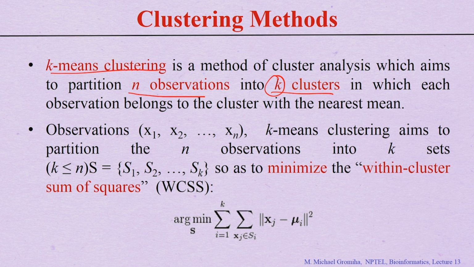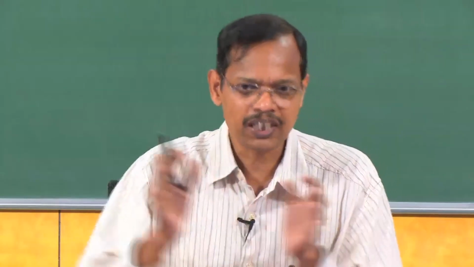For example, if we have n observations like x1, x2 up to xn, k-means clustering tries to put these n observations into k different sets, so that it minimizes the within-cluster sum of squares. Within the clusters, you can see the mean, and for any new sequence, the distance between these two features should be at a minimum. So, you take any cluster, and all the representative sequences within the cluster should have the minimum distance, fine.